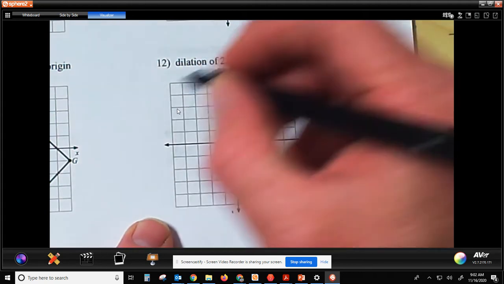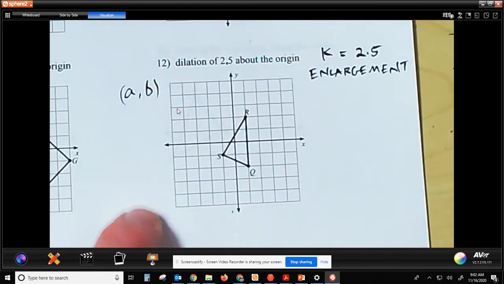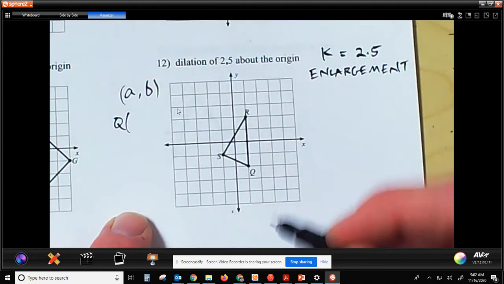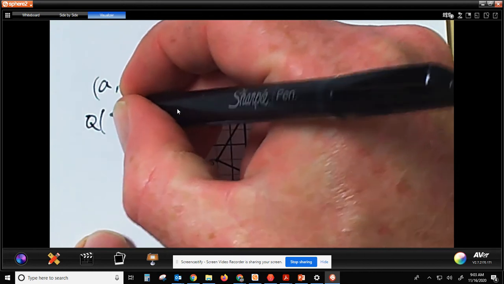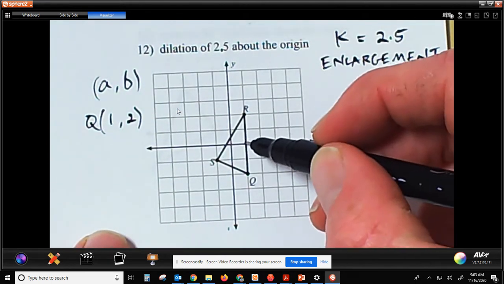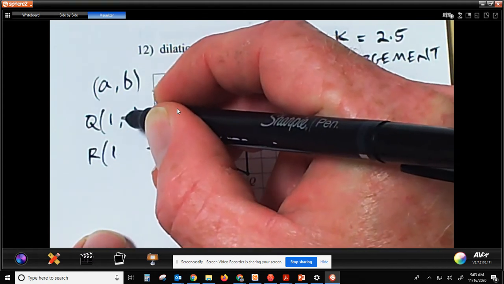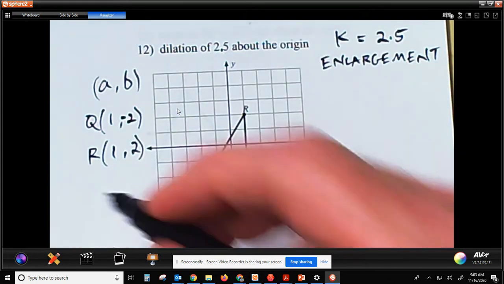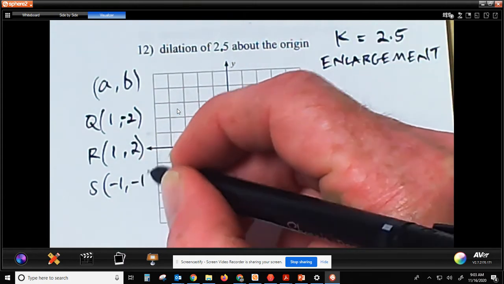Let's write down our original A comma B. I'm going to put it on the left. So we have a Q over 1 down 2. Excuse me. We have an R over 1 up 2. Oh, that first one should be a negative, and this one is a positive. And S is negative 1 comma negative 1.